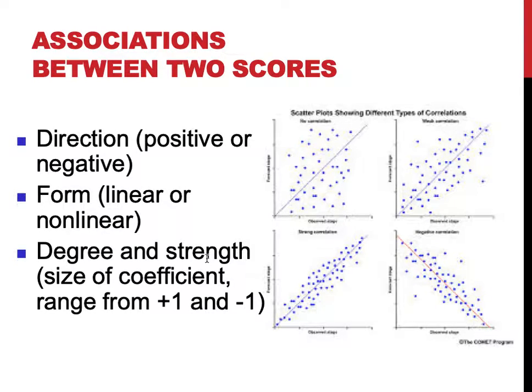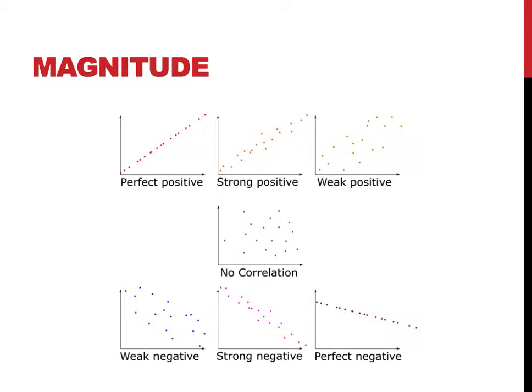The last thing I want us to talk about is degree and strength, and we're going to measure that on a scale of +1 to -1, right? So what does that look like? Here's an example of a weak correlation and a strong correlation. The closer items are to a straight line, the stronger that relationship is, okay?